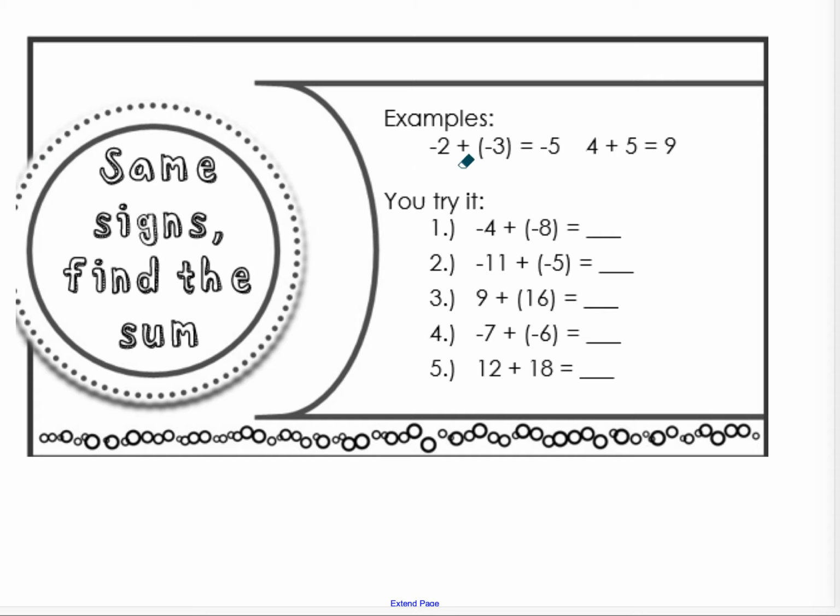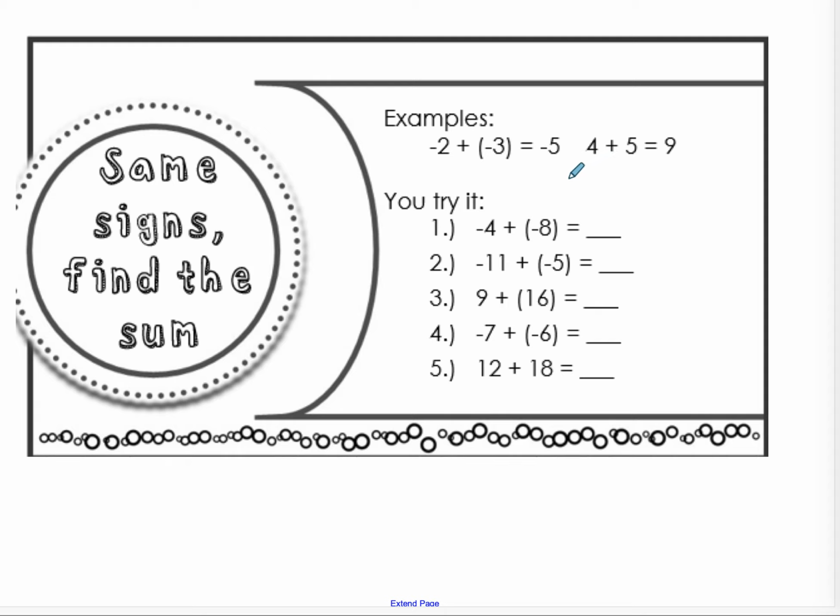Okay, so let's look at some problems. We have an example up here. -2 plus -3 equals -5. So we're adding 2 plus 3 just like we normally would, and then it's 5, but it's negative because we're only adding negatives. And then here I have 4 plus 5 equals 9. So that's the same as it's always been, just adding positives, positive answer. Okay, so go ahead and pause and try these problems.